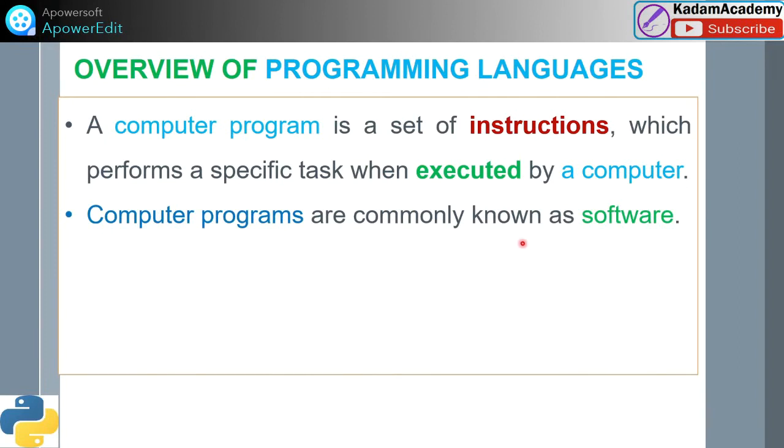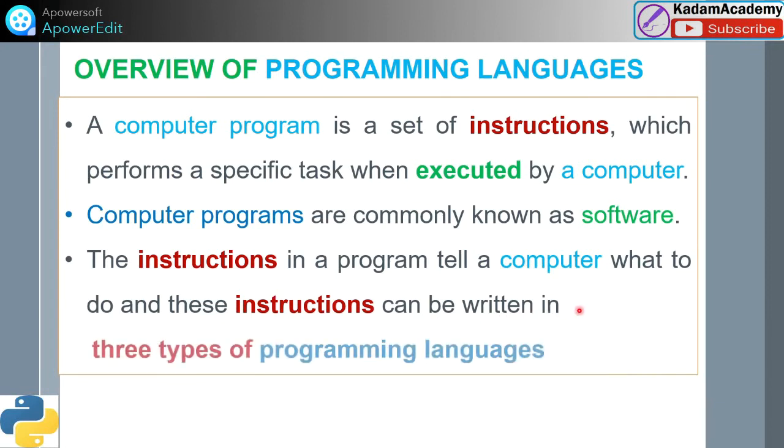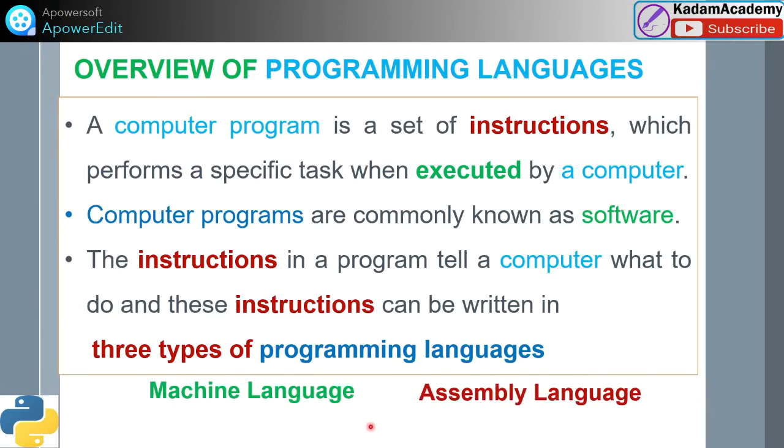Computer programs are commonly known as software, and the instructions in a program tell a computer what to do. These instructions can be written in three types of programming languages. How many languages? Three types. First is the machine language, second is the assembly language, and third one is the high level language.